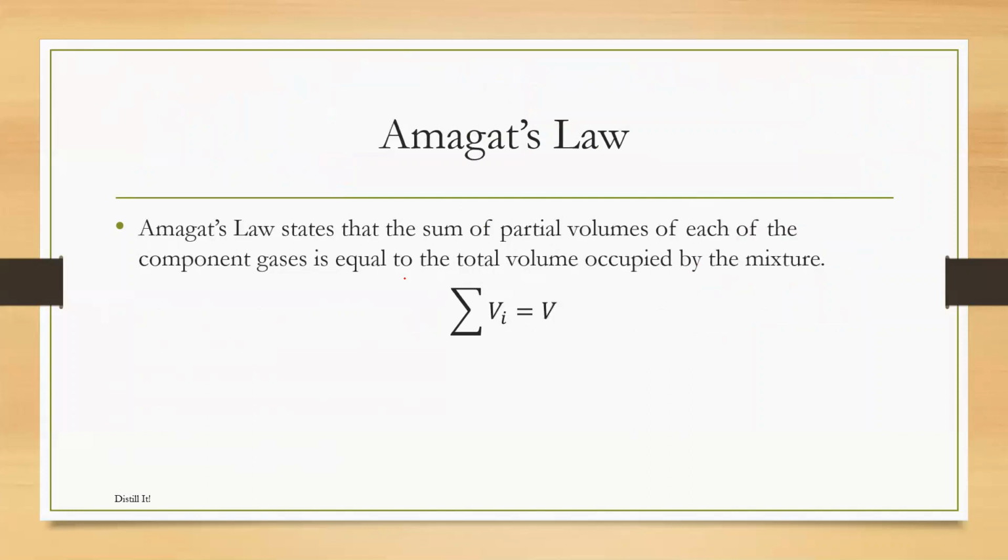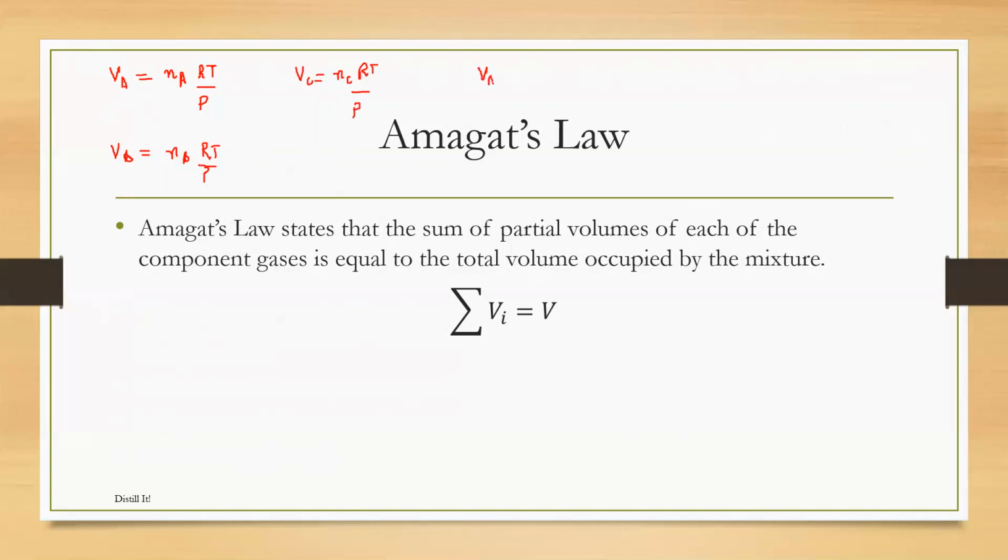Then we come to Amagat's law. Amagat's law is the same as Dalton's law, just applicable for volumes. Just like we calculate partial pressure, similarly, we can calculate partial volume by keeping everything constant but the number of moles. So the partial volume of A is going to be NART by total pressure. The partial volume of B is NBRT by P. And the partial volume of C is NCRT by P.